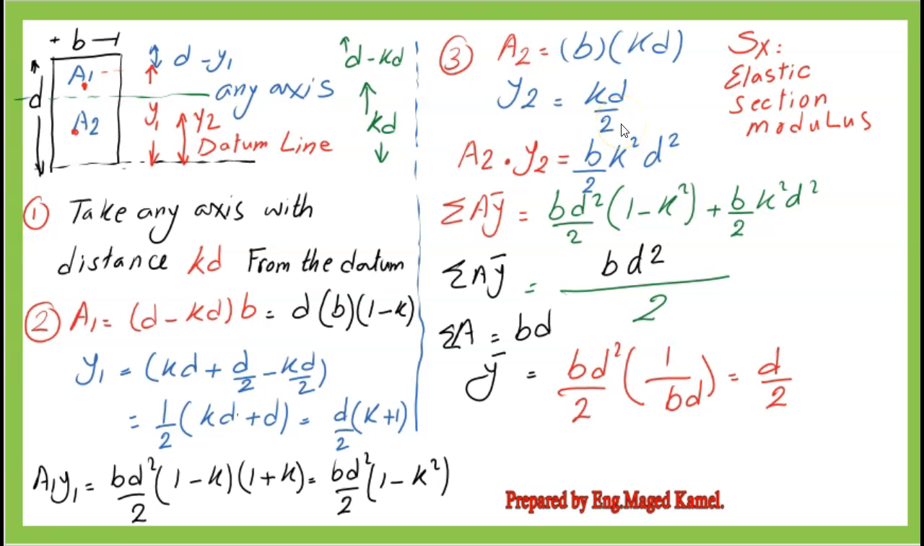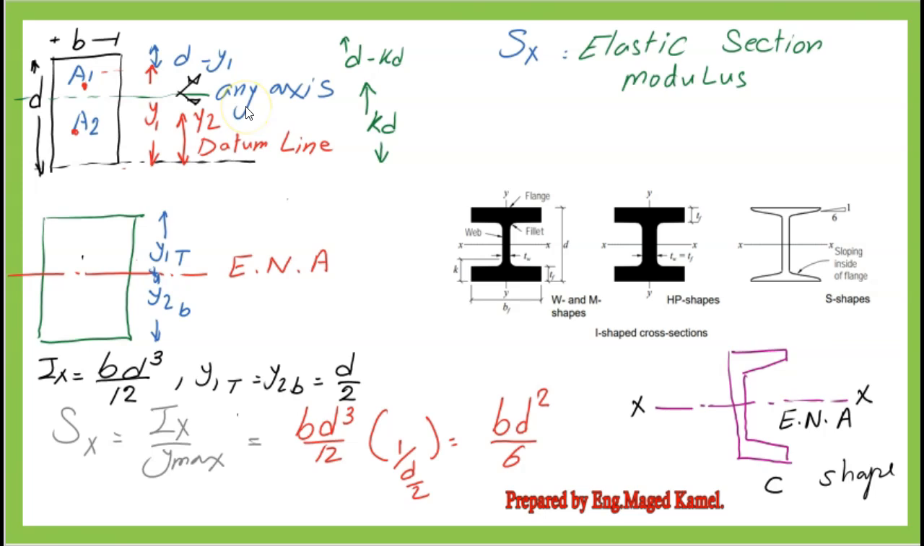The sum of moments of areas is equal to BD squared over 2, divided by the total area, which is equal to BD. We can get Y bar, or the distance of the CG of the rectangle area from the bottom datum, as equal to D over 2. If we move to the next slide, due to symmetry, Y bar, which we have estimated as the distance from the bottom to the elastic neutral axis, will divide the rectangle into two equal parts.